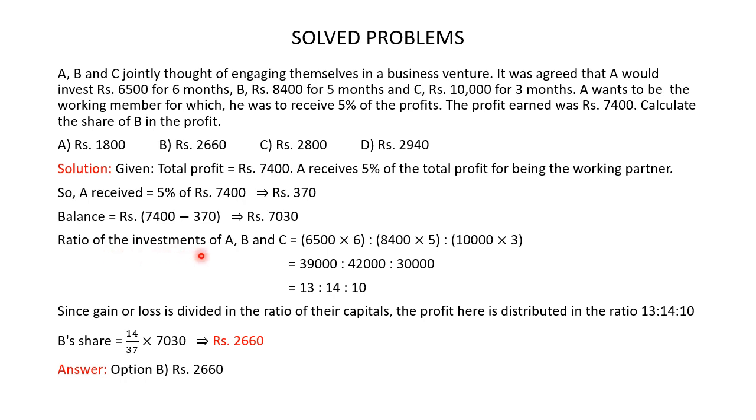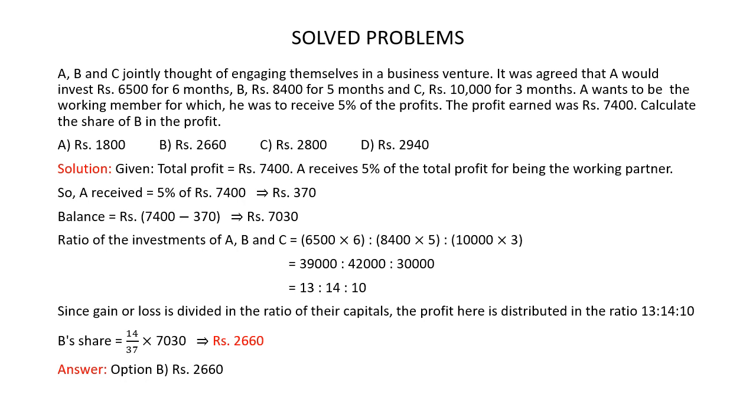Now the ratio of investment of A is to B is to C is 6,500 multiplied by 6 is to 8,400 multiplied by 5 is to 10,000 multiplied by 3. On simplifying this, we get the ratio of investment of A, B and C as 13 is to 14 is to 10. Now since gain or loss is divided in the ratio of their capitals, the profit here is distributed in the ratio of 13 is to 14 is to 10.